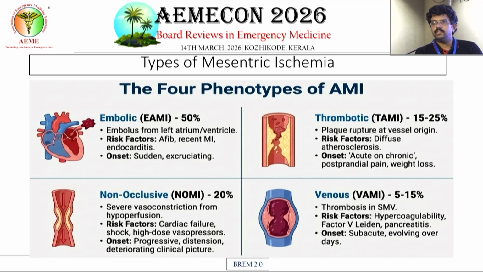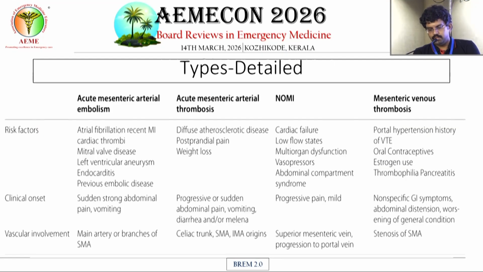And the most missed one is non-occlusive mesenteric ischemia, where there is momentary vasospasm in some cases. Sometimes, due to hypoperfusion, there will be severe vasoconstriction like shock, cardiac failure, or high dose of vasopressors that we usually use in hypertensive patients. In those sets of patients, there can be progressive pain to begin with, and sometimes there will be abdominal distension. So acute arterial embolic, the artery involved is SMA.